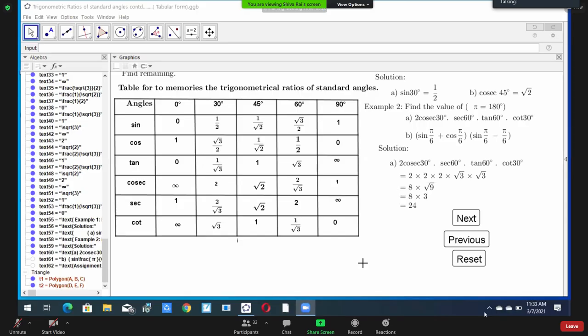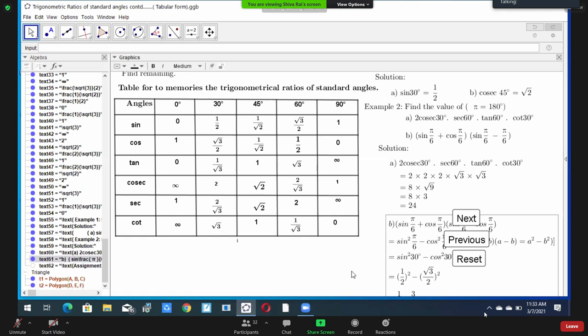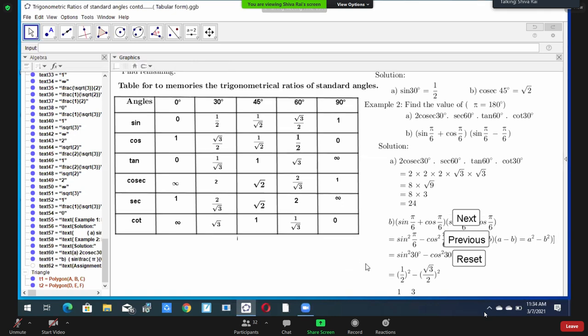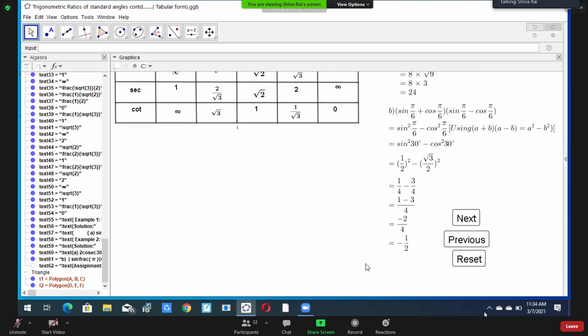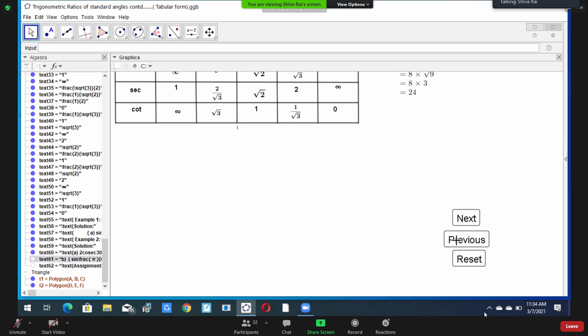यो भयो अब 2 number को. Let's see 2 number I. 2 number I पनि हेरौं. Everyone look here. 2 number I. Okay, 2 number I मा के छ? 2 number I मा look, sin pi by 6 plus cos pi by 6 into sin pi by 6 minus cos pi by 6.